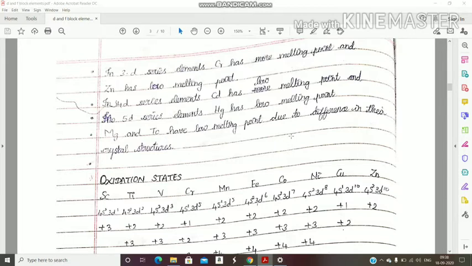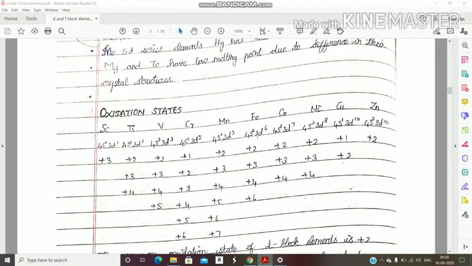That is due to difference in their crystal structures. This is also one of the important points. What is the reason behind that? Manganese and technetium. Below manganese, technetium is present. Both are having low melting point even though they are having more number of unpaired electrons. That is due to difference in the crystal structures. So this is all about MP and BP of transition elements.